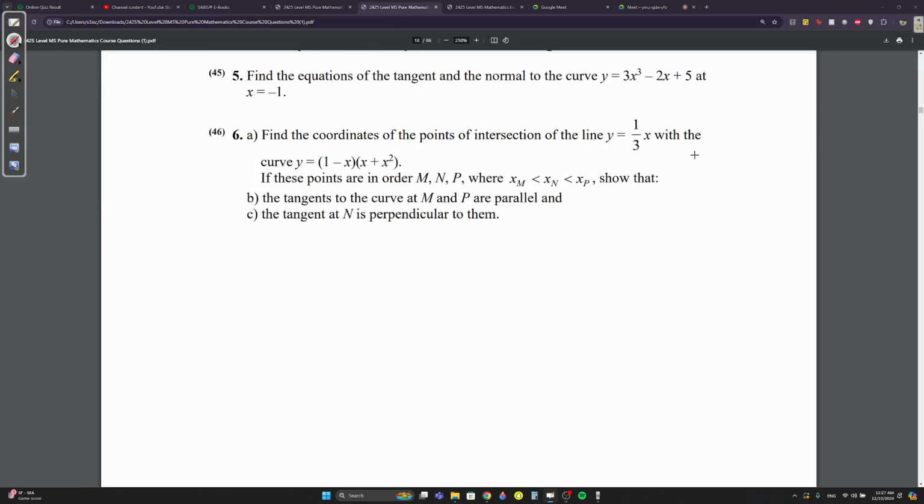Okay, find the coordinates of the points of intersection with the curve here. If these points in order are M, N and P, show that the tangents at M and P are parallel and the tangent at N is perpendicular to them.